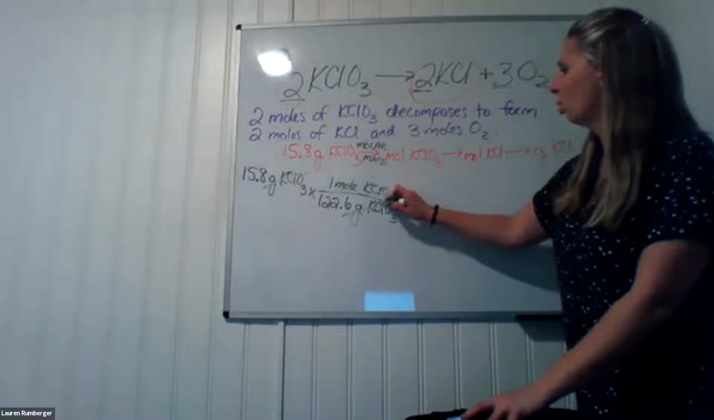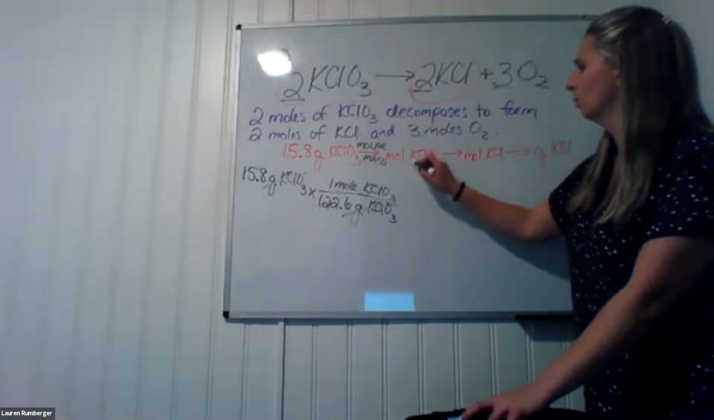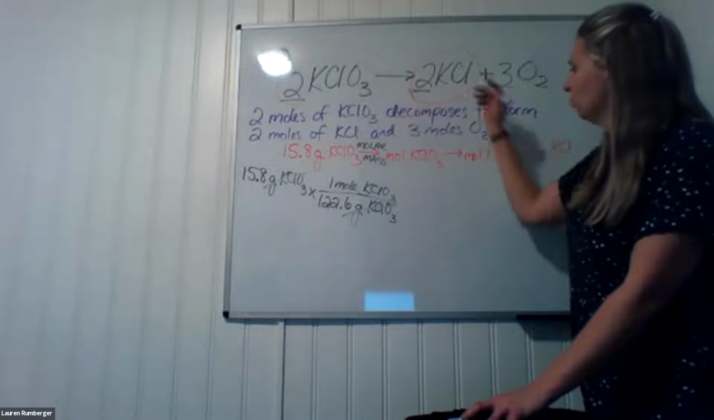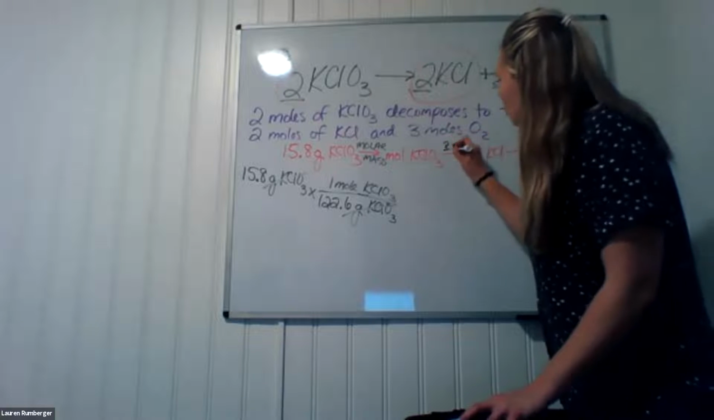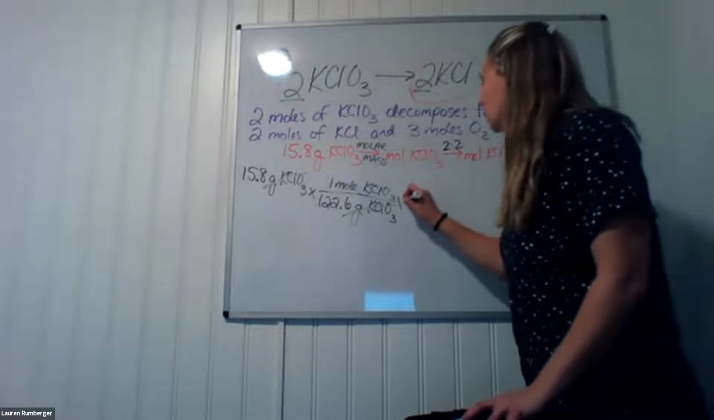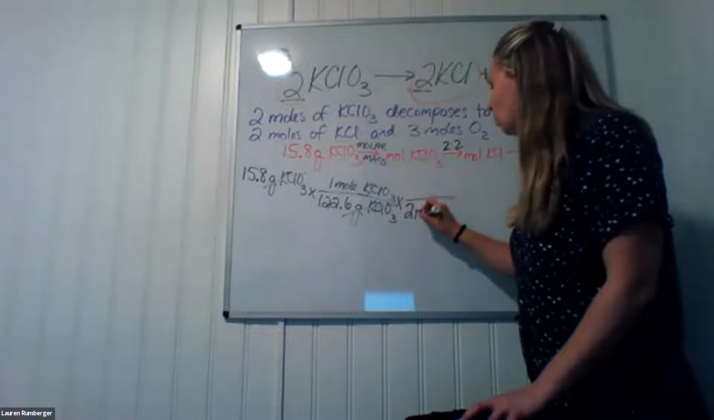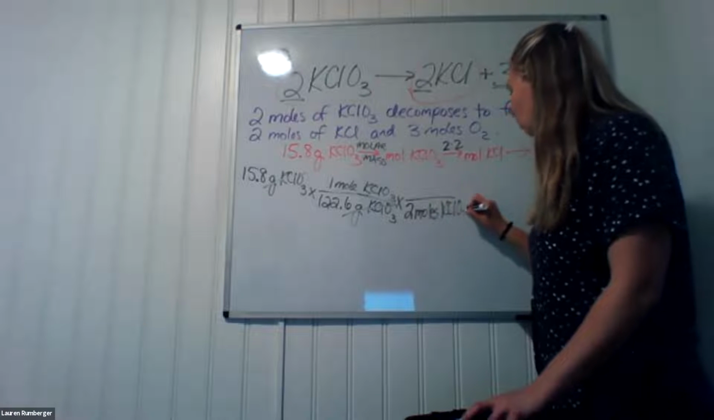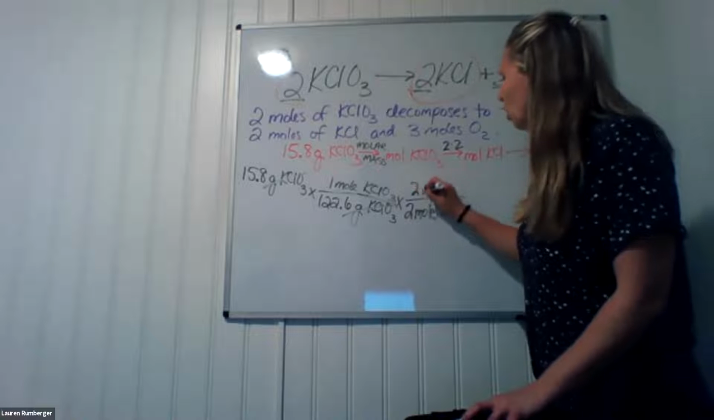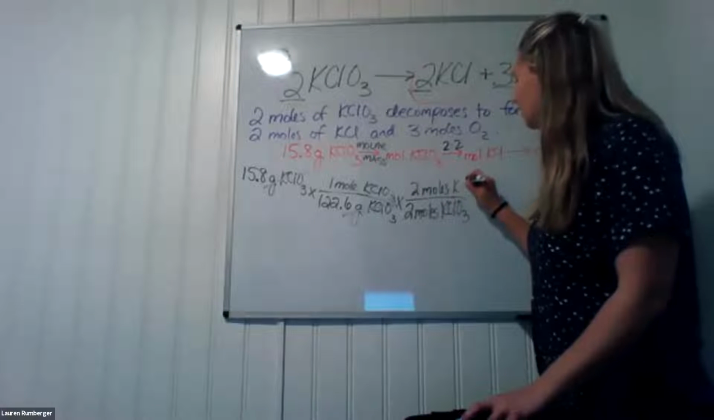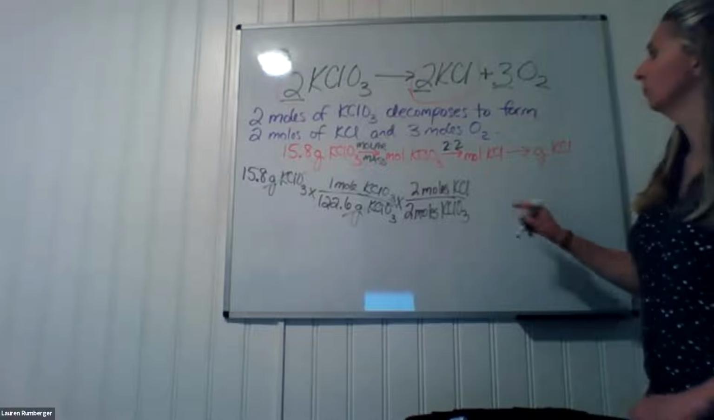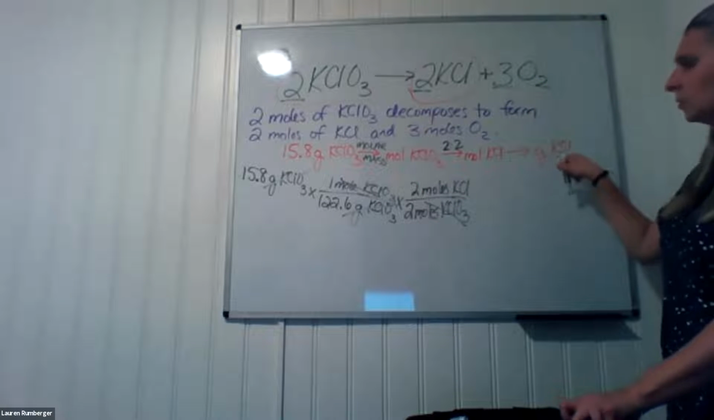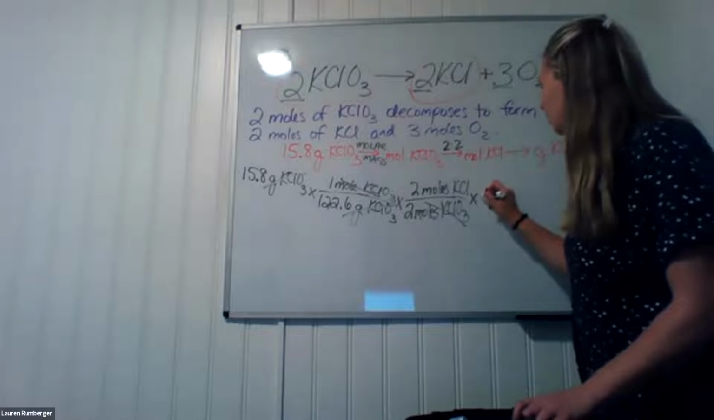Now that we have moles of KClO3, we're going to go to moles of KCl. The mole-to-mole ratio is 2-to-2. So that's telling us for every 2 moles of KClO3 that reacts, 2 moles of KCl is formed, okay? But we don't want moles, remember? We want grams. So we have one step further to go.